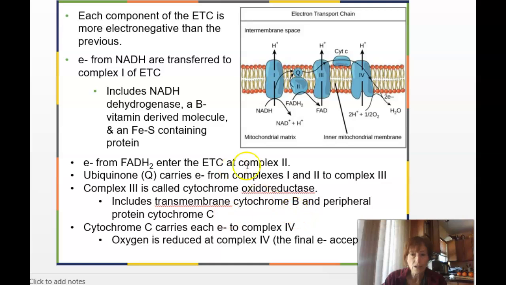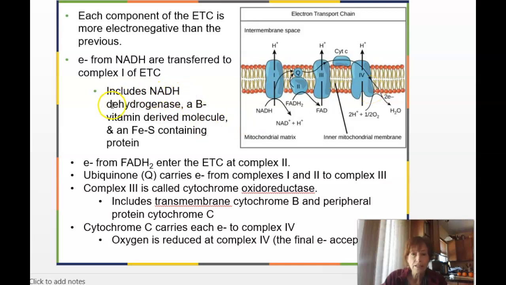So as these are moving, I've already talked about this a little bit, each one of these electron transport molecules is more electronegative than the previous one, and it's going to have a greater affinity or attraction for these electrons. So that's why they keep going. So the electrons get pulled, they get attracted, and they get pulled along this whole pathway.